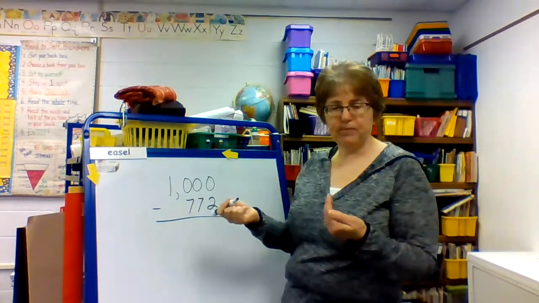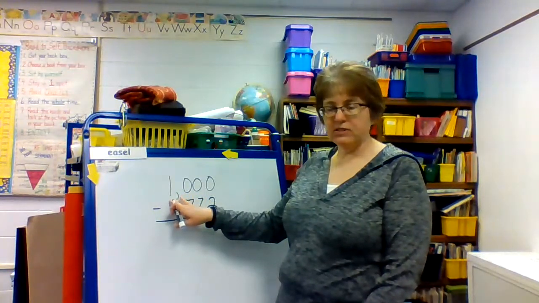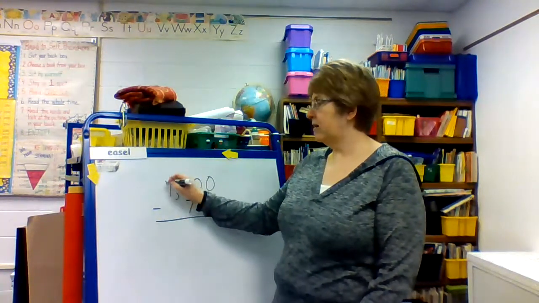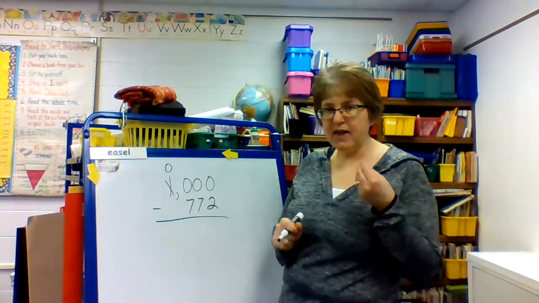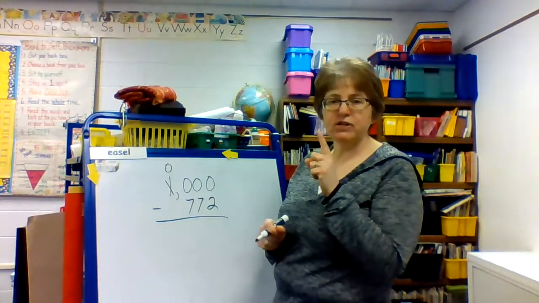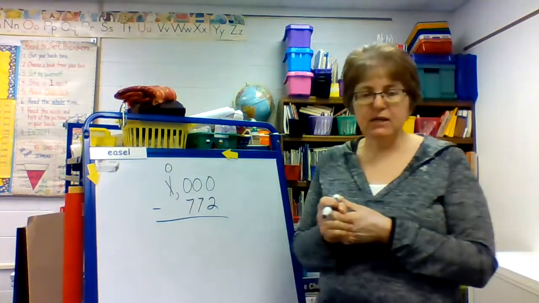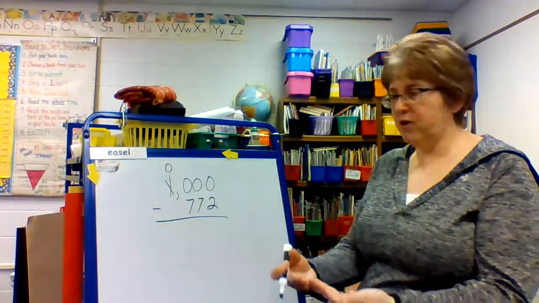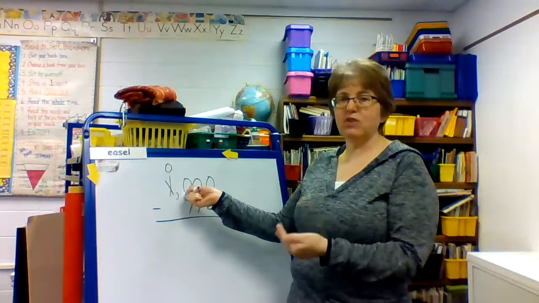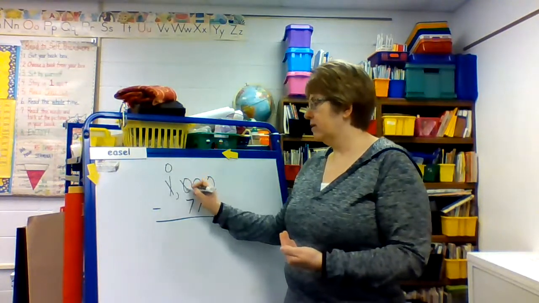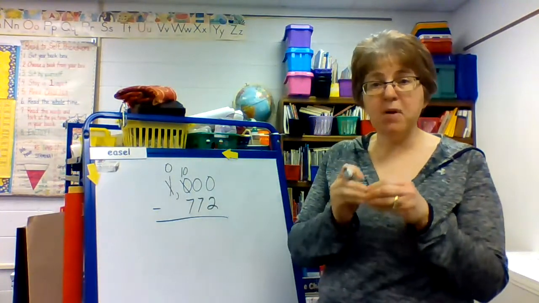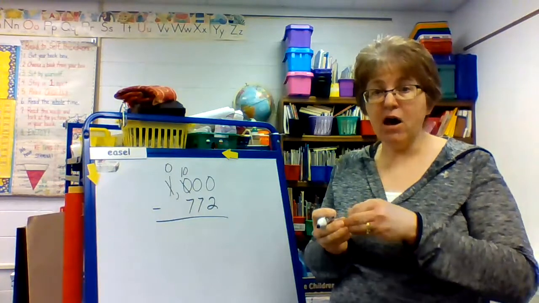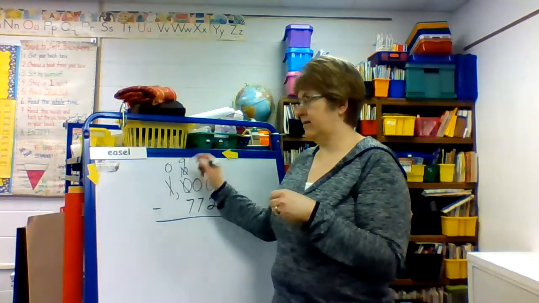We're going to ungroup. So I'm going to go all the way to the thousands. And my 1 becomes a 0. Now I'm going to take that 1,000 and trade it for hundreds. So I'm trading it for 10 hundreds. And I'm going to put the 10 hundreds with the 0 that I already have. And so now this 0 becomes a 10. So now I have some hundreds. Now I'm going to take 100 away from that, and this 10 becomes a 9.